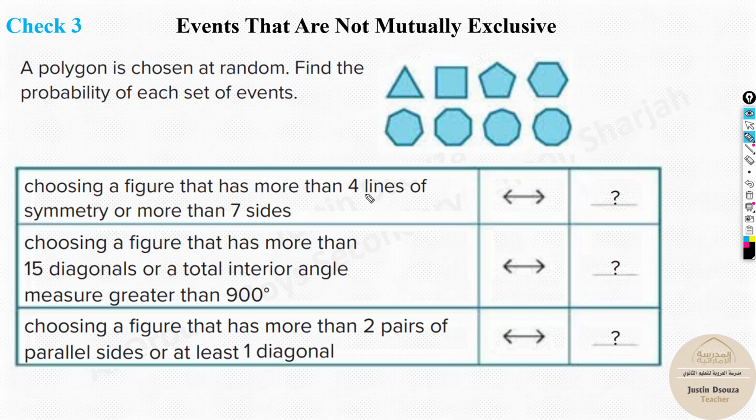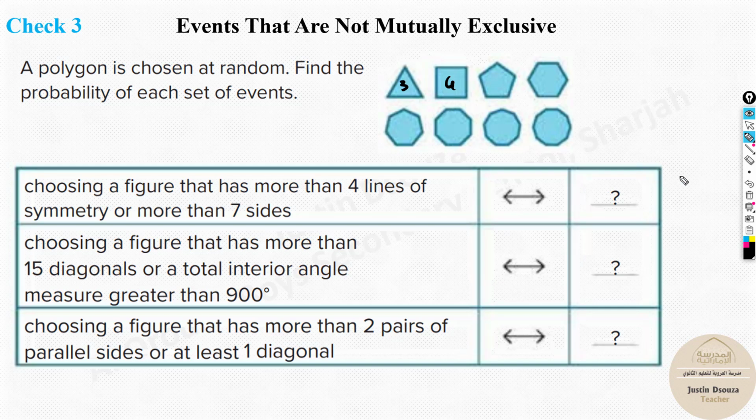Choosing a figure that has more than 4 lines of symmetry. Now, how do we understand how many lines of symmetry all these shapes have? First of all, before we go there, they all look like regular shapes, in the sense all the sides are equal. Let's consider them to be regular. And over here, this is a triangle. This is a triangle with 3 sides. Now let me write 3 sides here.